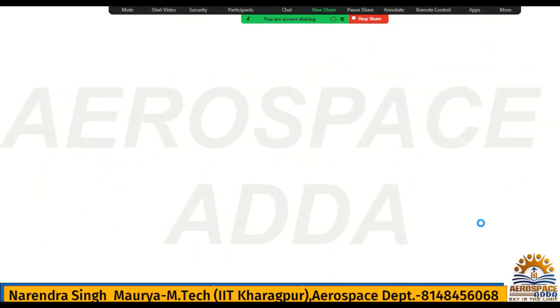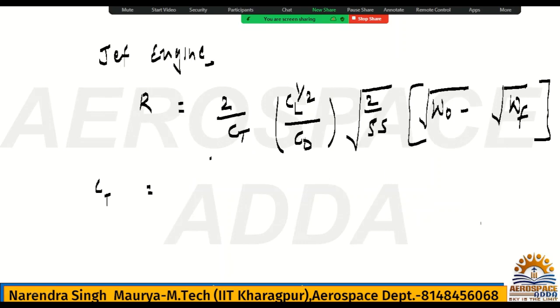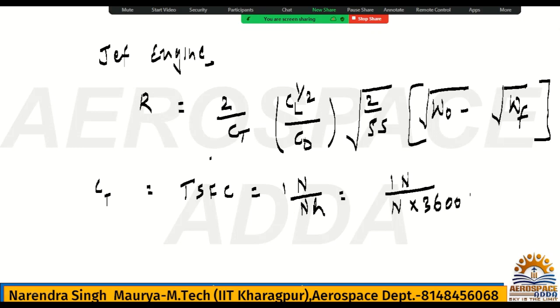So that will be the perfect unit. Yes or no? So here you may write CT is equal to what they have given. You read it, you will understand what unit they have given. Your TSFC, which is nothing but thrust specific fuel consumption, that is nothing but 1 Newton divided by Newton hour. You just convert it into second. So if you do this, then what you will get? 1 Newton divided by Newton as it is, but hours you can write 3600 second.